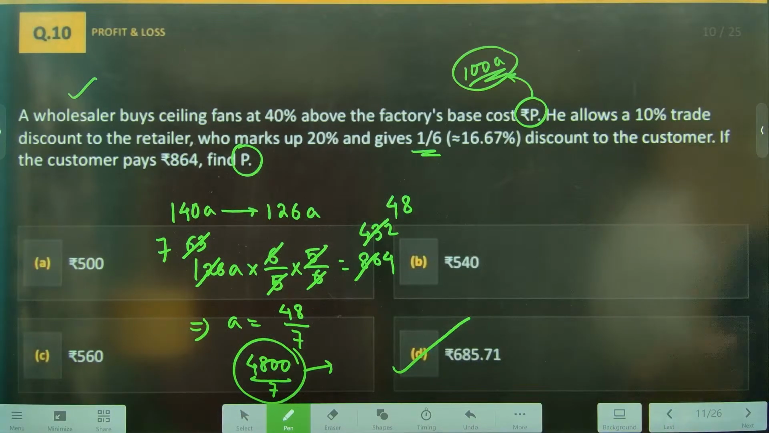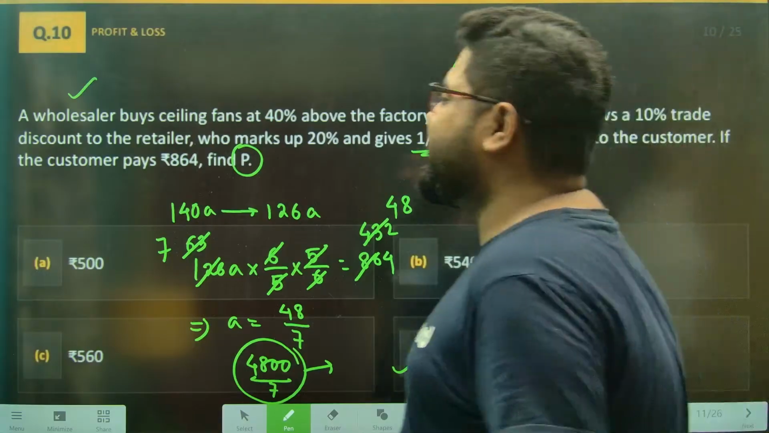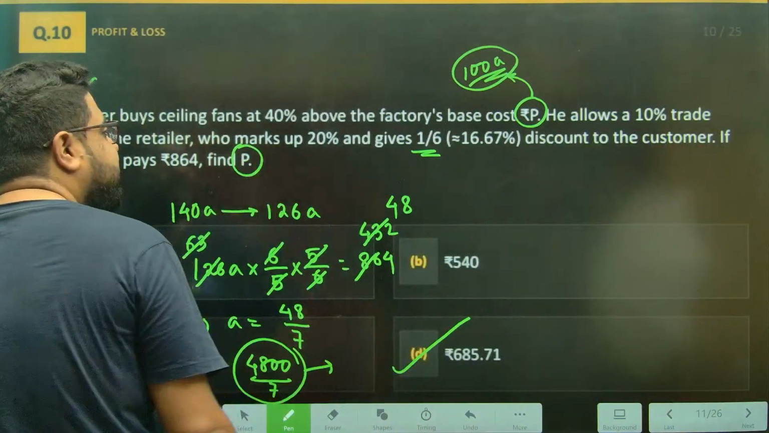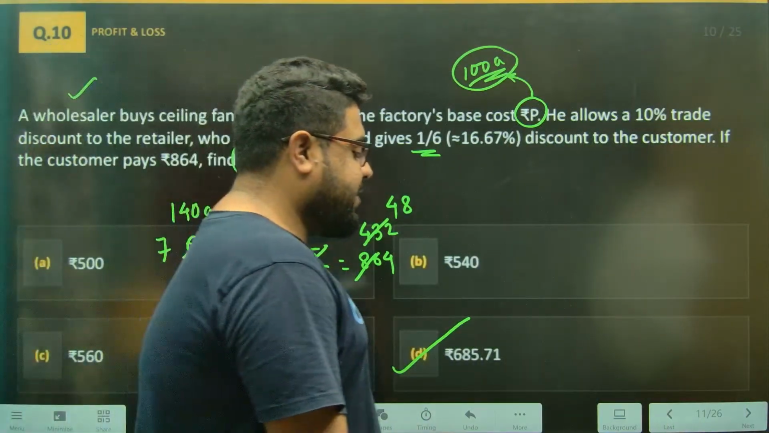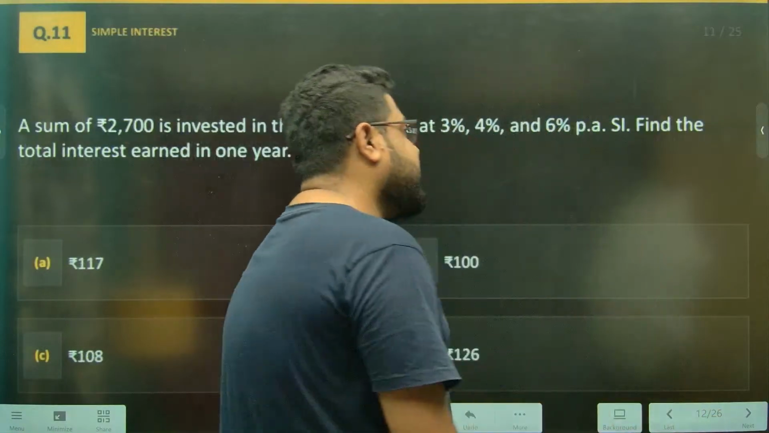Right? Yes, Panmay, exactly this is the level, brother. These are all PYQs. I've taken questions from the 2025 paper. These are exact questions. Next one, please.